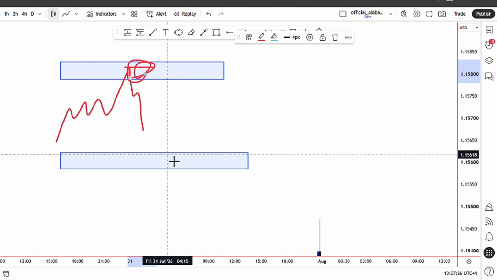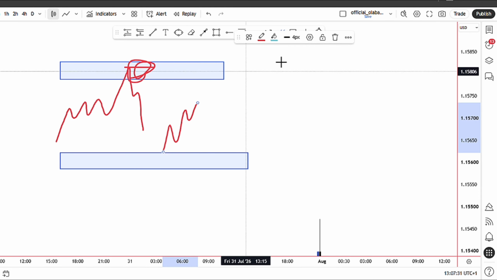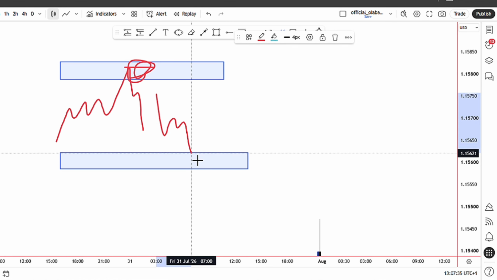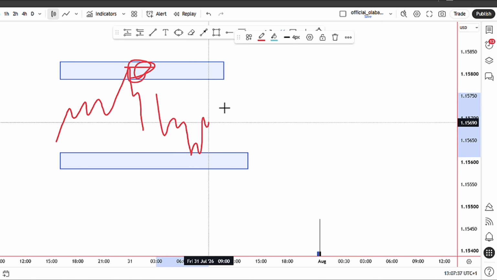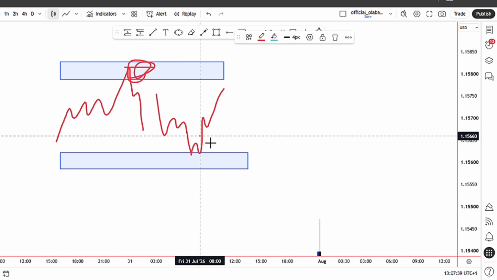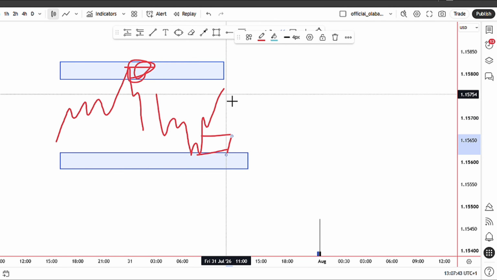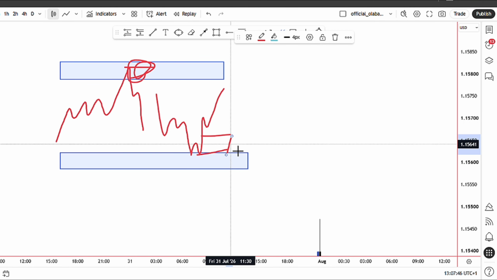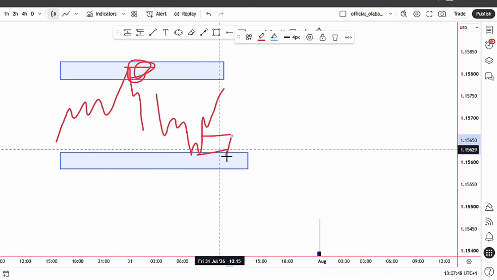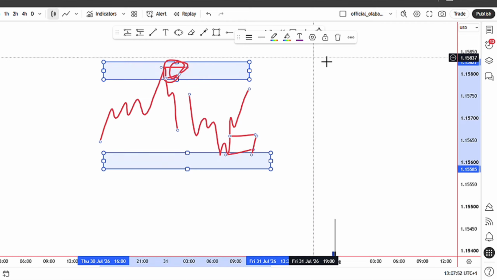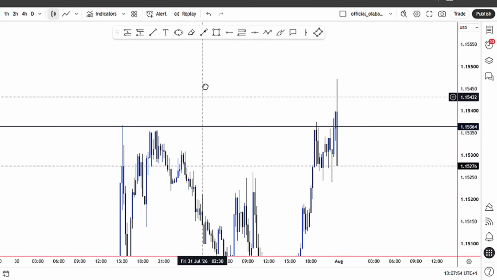Now vice versa, let's say the price is selling and does something like this, it bought from here. The extreme end, the last candle before the major move, before the major buy, is our demand level or our demand zone basically. Now how do we spot a valid supply and demand?